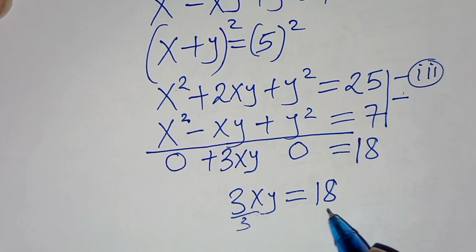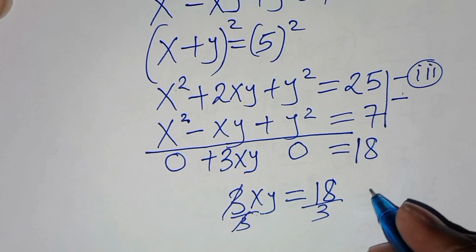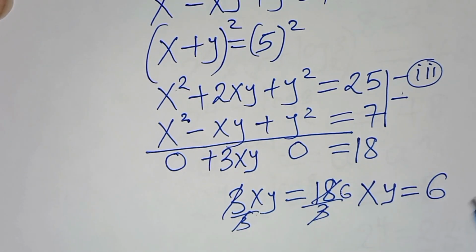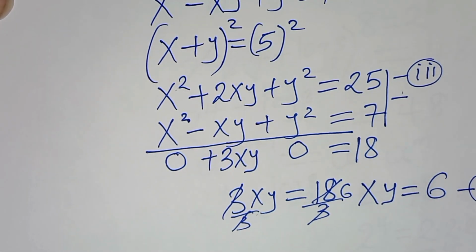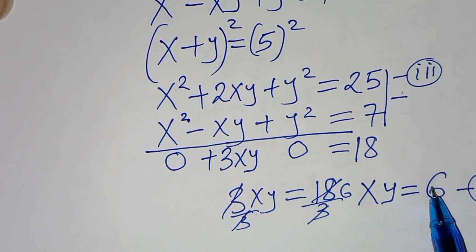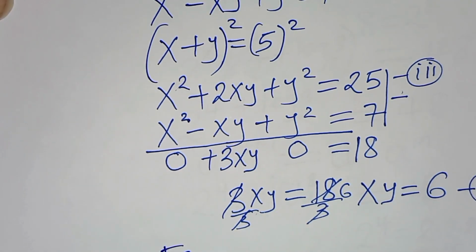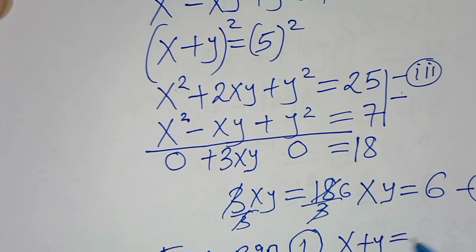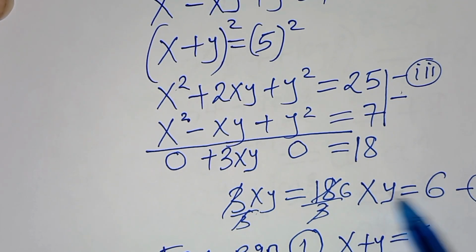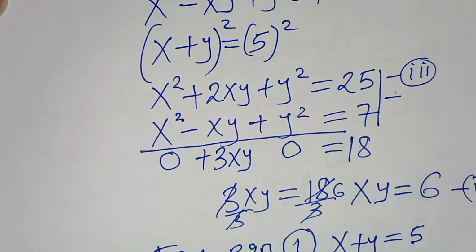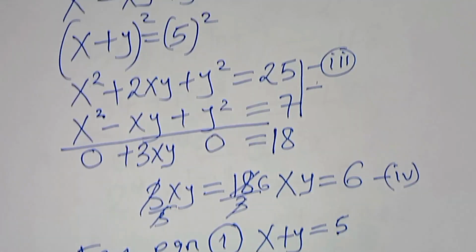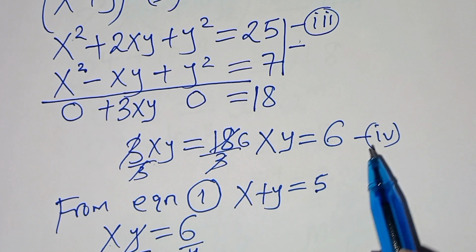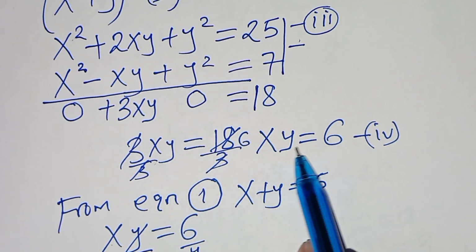Let's simplify by dividing both sides by 3, so that now x times y is equal to 6. Okay, so this is equation 4. We have x times y equal to 6. Now from equation 1, x plus y is equal to 5, and from equation 4, x times y is equal to 6.